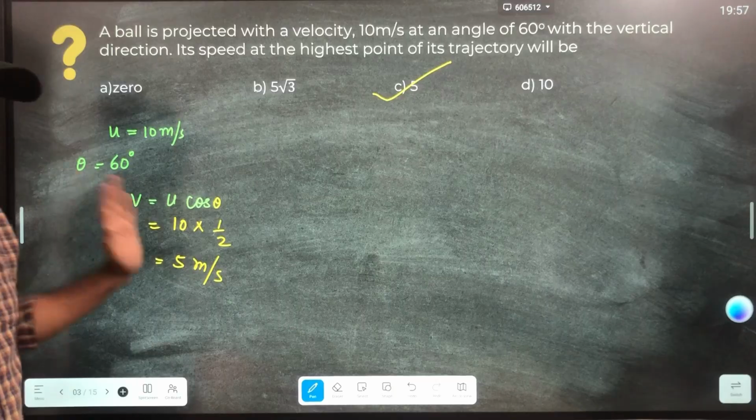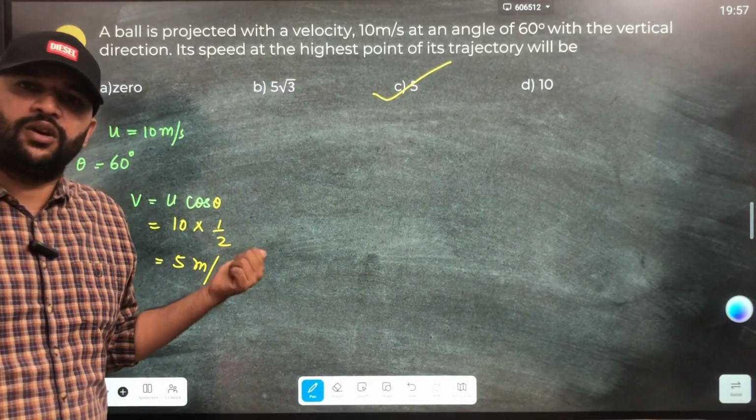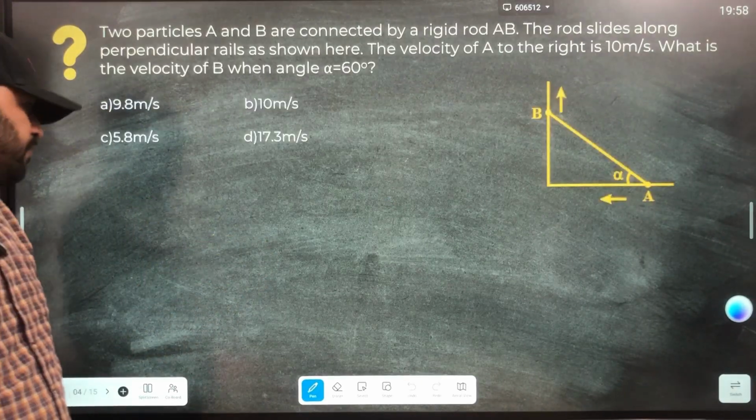Let me repeat again. This is the horizontal component of the velocity at the highest point. The vertical component, if they ask, is 0, right? So be very careful with that. Let's see the next question.